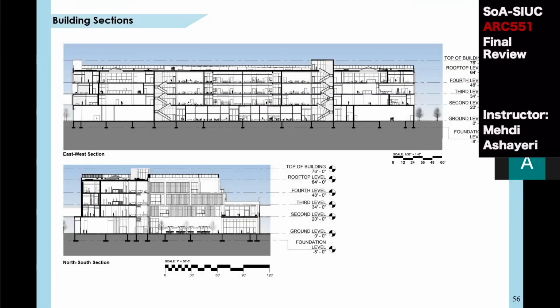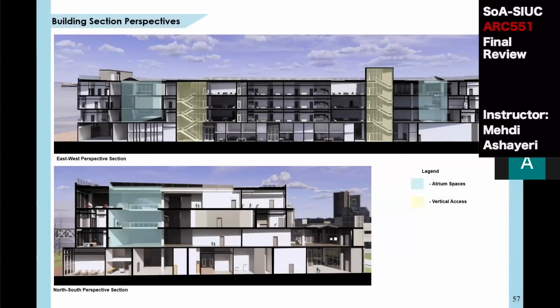Continuing from here, the building sections highlight the vertical axis going through the buildings from the east and west portions as well as the north and south. Continuing from here to showcase where the atrium spaces are located through the building as well as the vertical axis through Cass Manor.